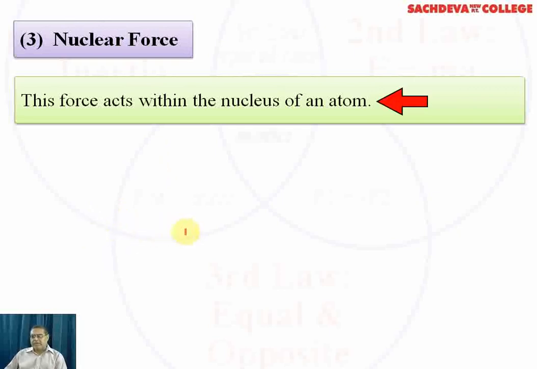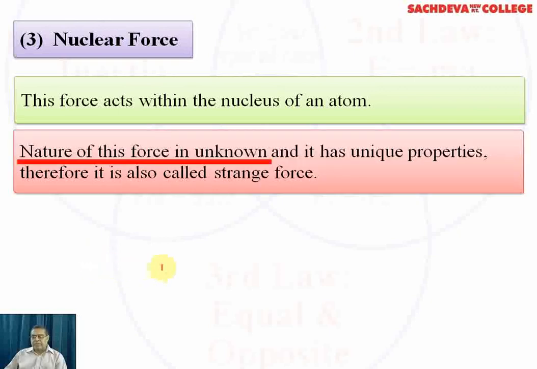This force acts within the nucleus of an atom. So, atom is bigger as compared to nucleus. Nucleus is a central part of the atom, made up of at least protons or made up of protons and neutrons. Atom is neutral, but nucleus is positively charged. Nature of this force is unknown and it has unique properties. So, the limitation is the forces can be repulsive or attractive, as I have explained earlier. Therefore, it is called a very strange force.